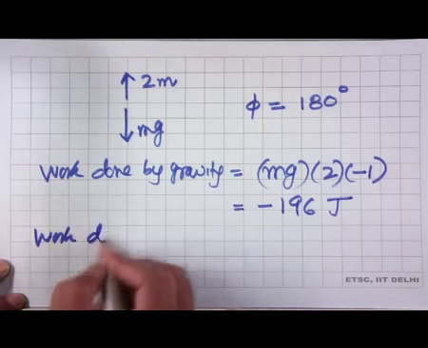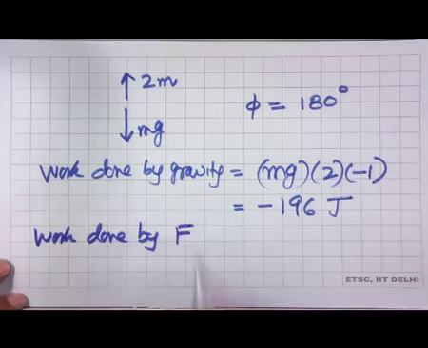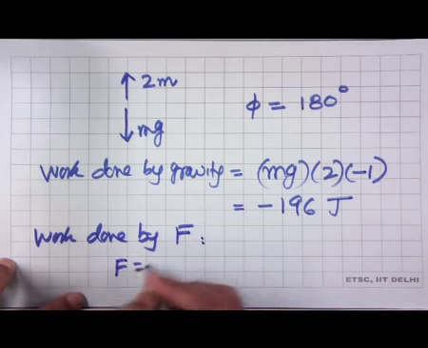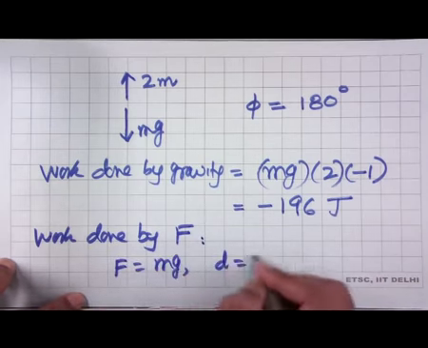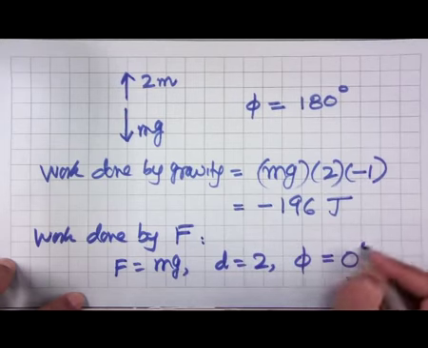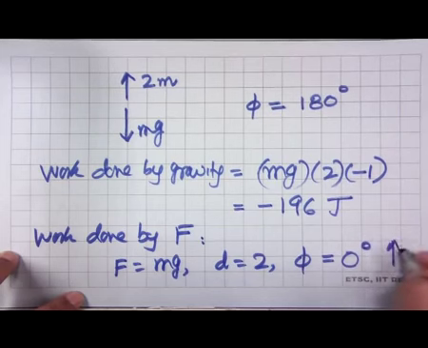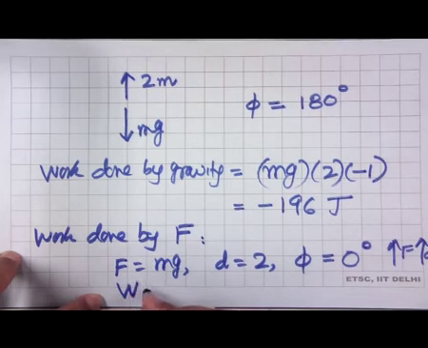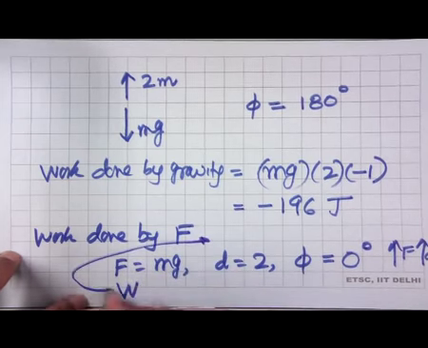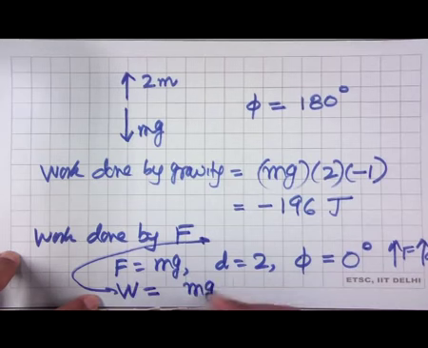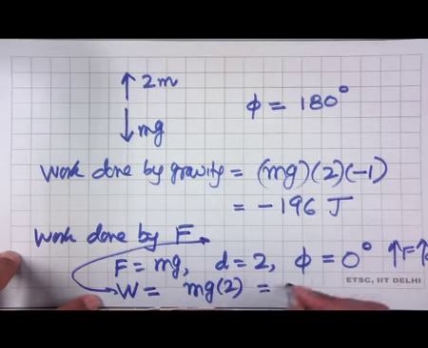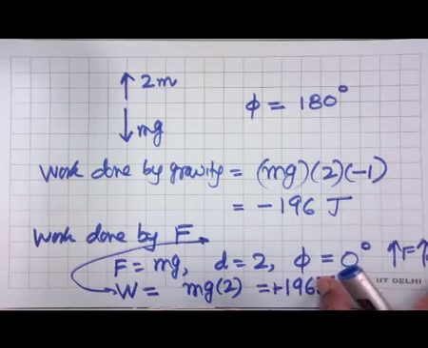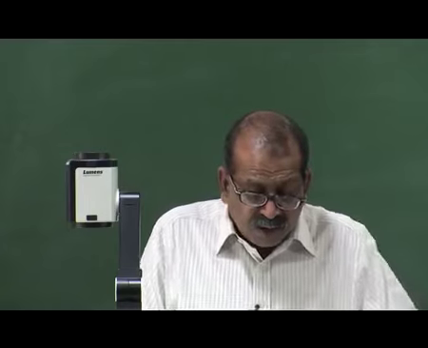Work done by force F which the student is applying. So, for this F is equal to mg, d is equal to 2 and phi is equal to 0 degrees, because now force is acting in this direction, displacement is the same. So, therefore, this work done by F is equal to mg times 2, and this will be equal to plus 196 joules.